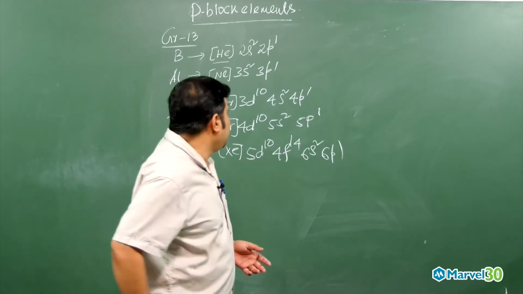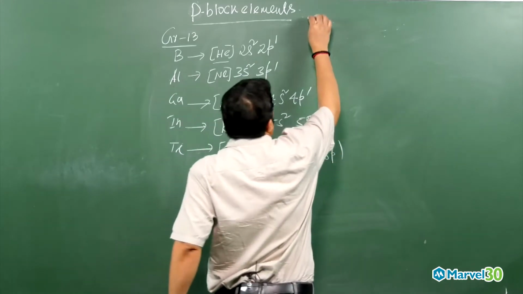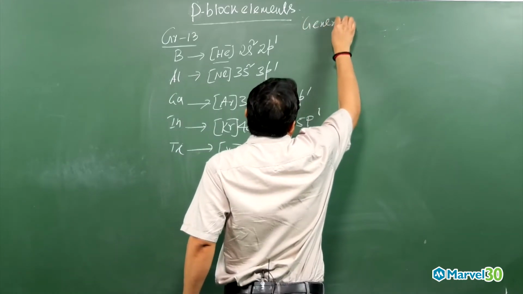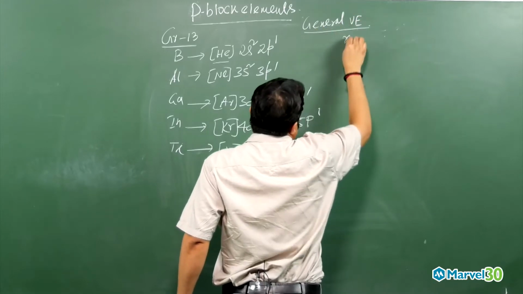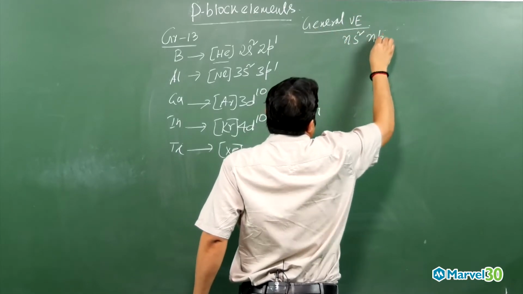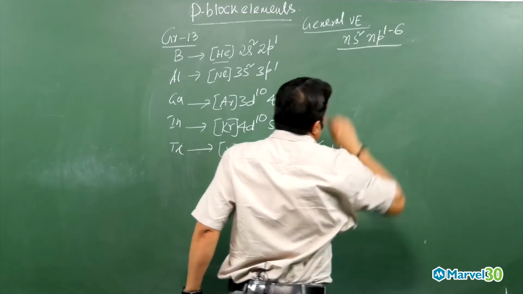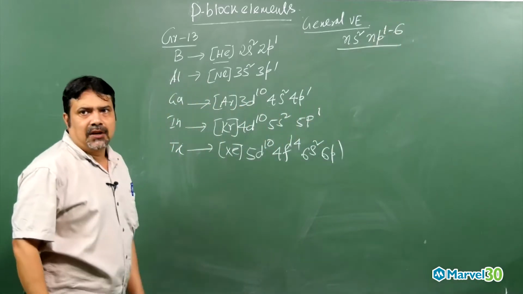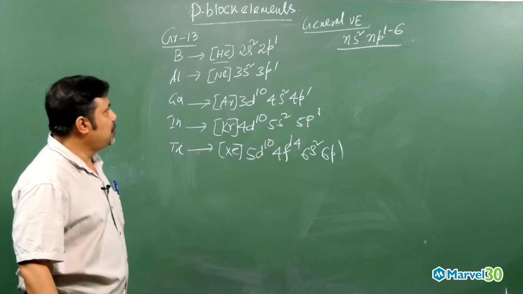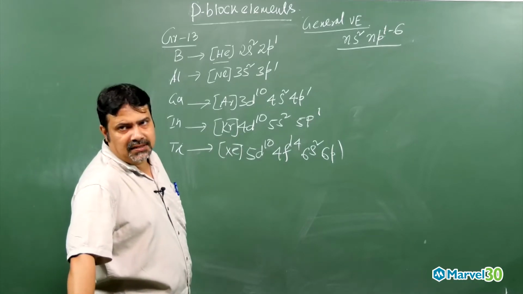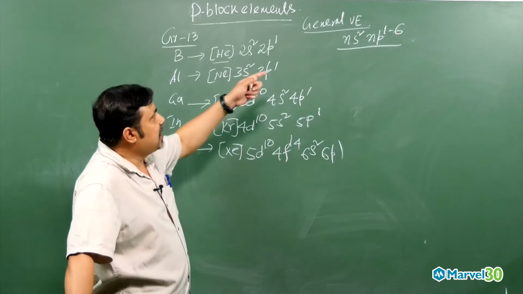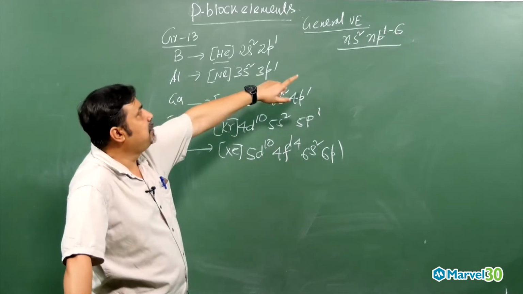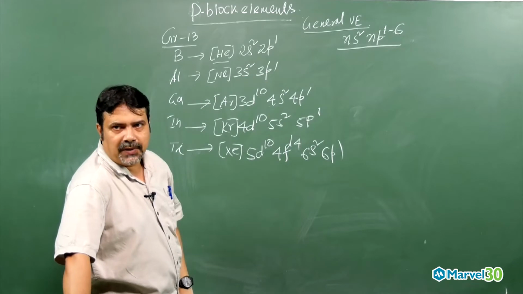The general valence electronic configuration for the p block element will be ns2 np1 to 6. This is the general valence electronic configuration for the p block element, ns2 np1 to 6, because the maximum capacity of the p orbital is 6. You got the point, my dear student?